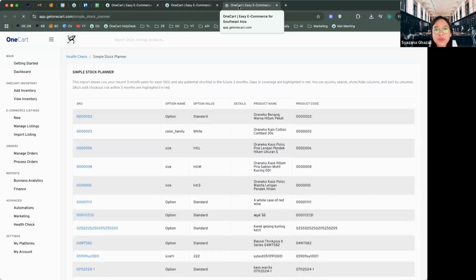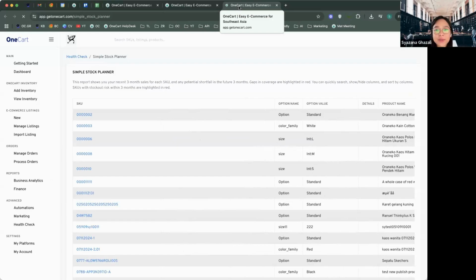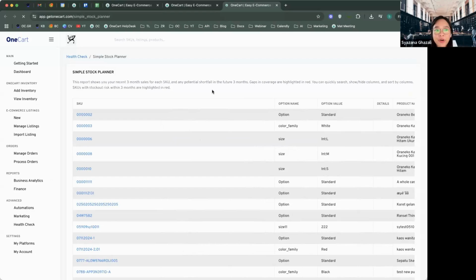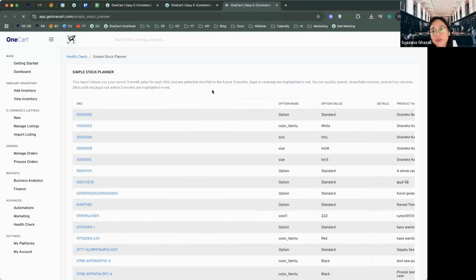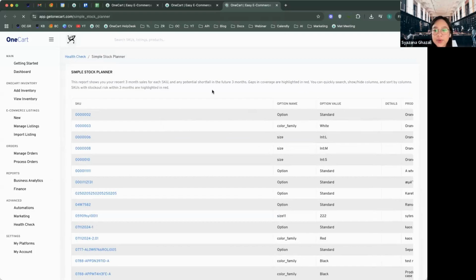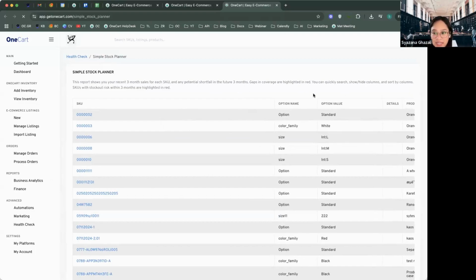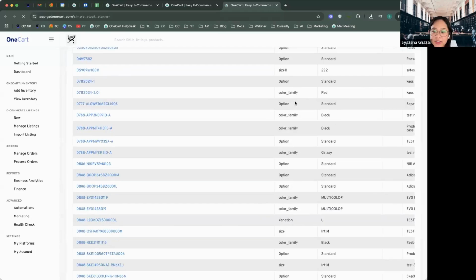So when you click on view, you're able to see all these SKUs that are not selling. The report shows you the recent 3 months and a potential shortfall in the future 3 months, considering the pattern that has been going for the last 3 months. You're able to quickly search for your SKUs, and you're also able to use the columns provided here on the page.